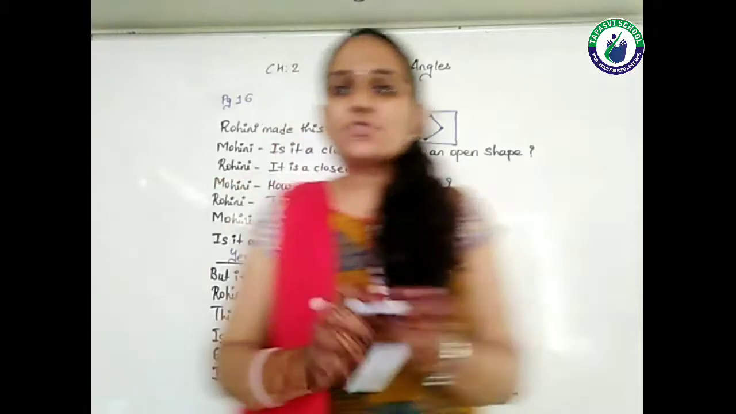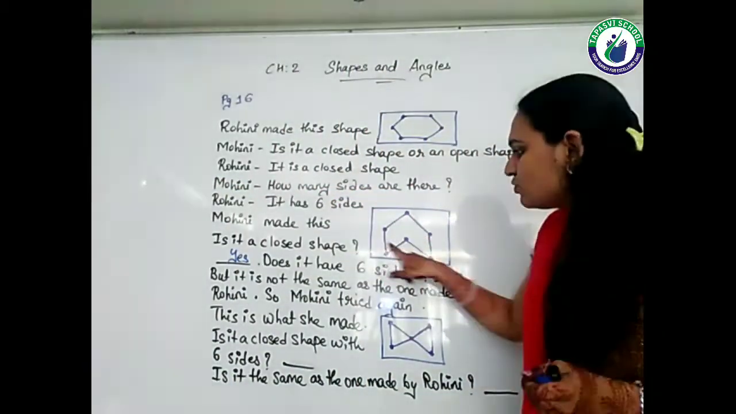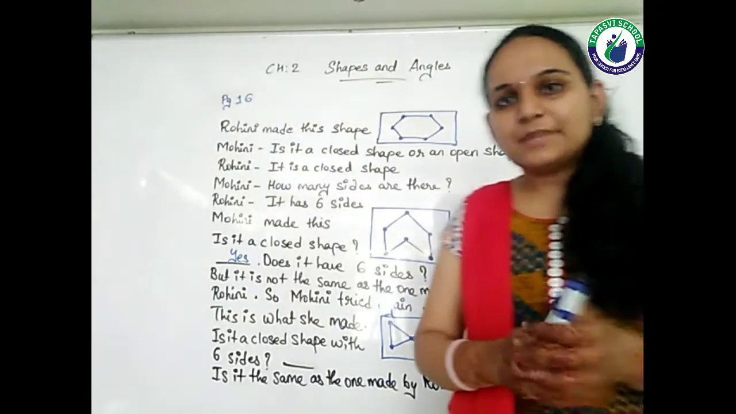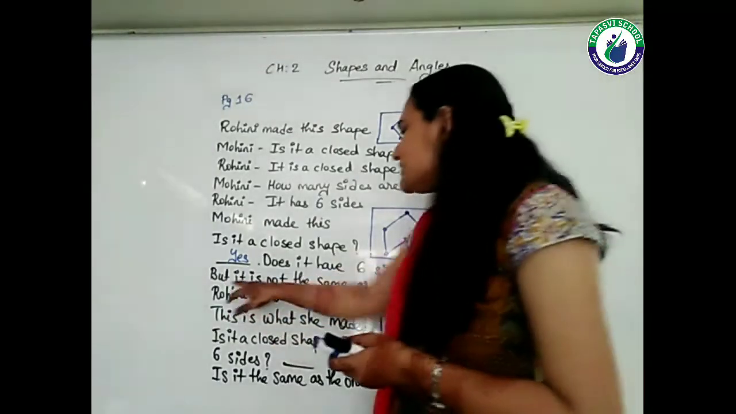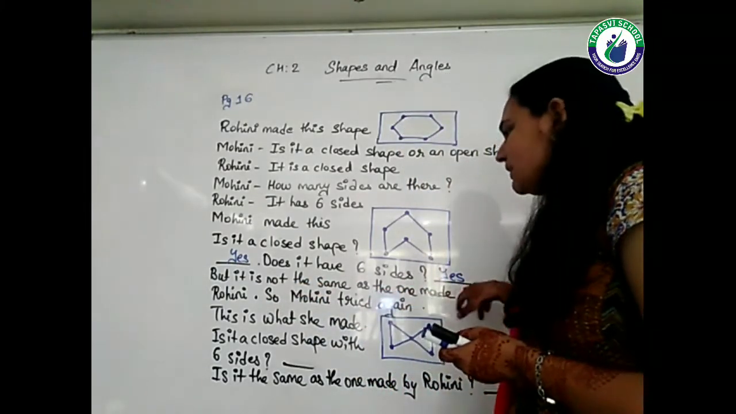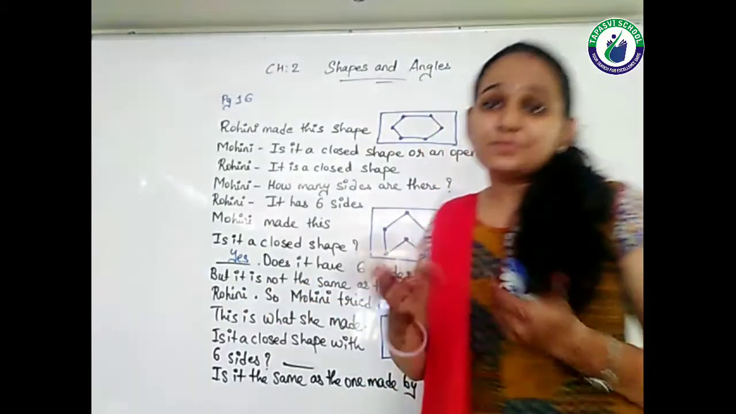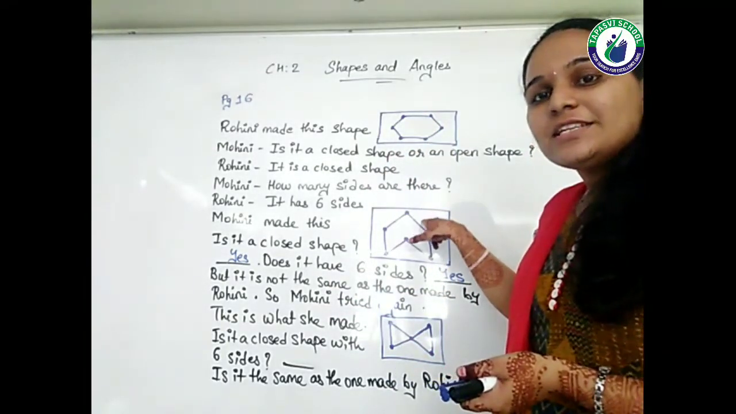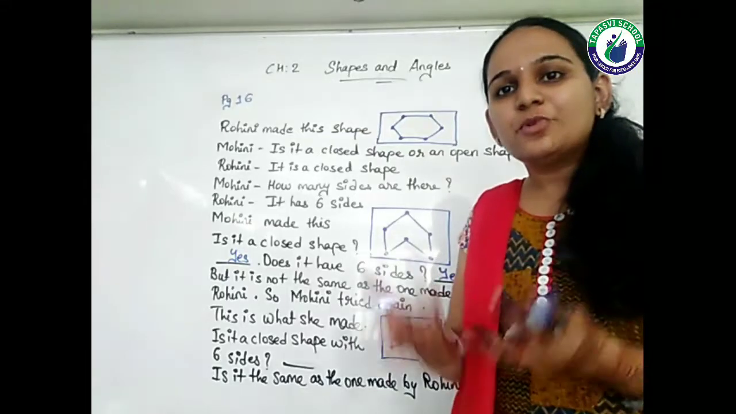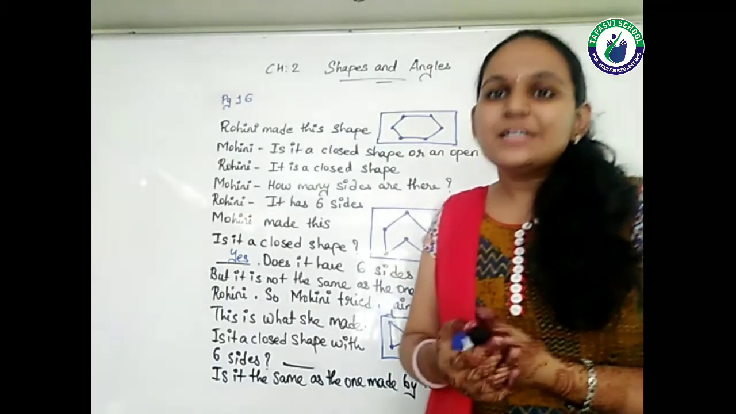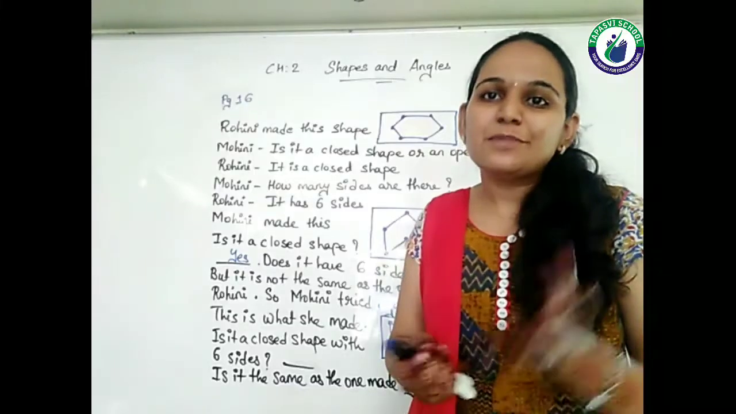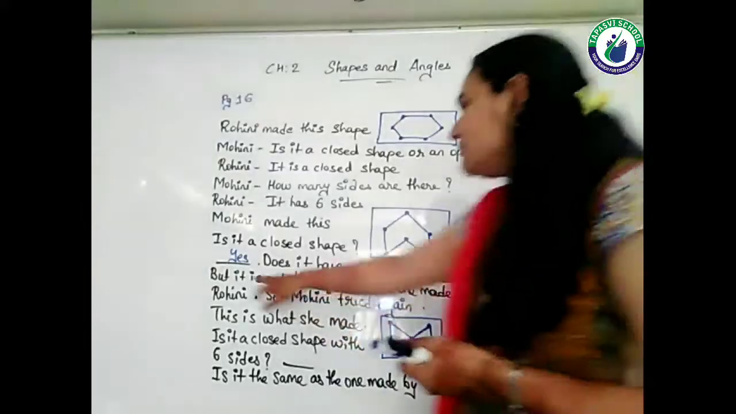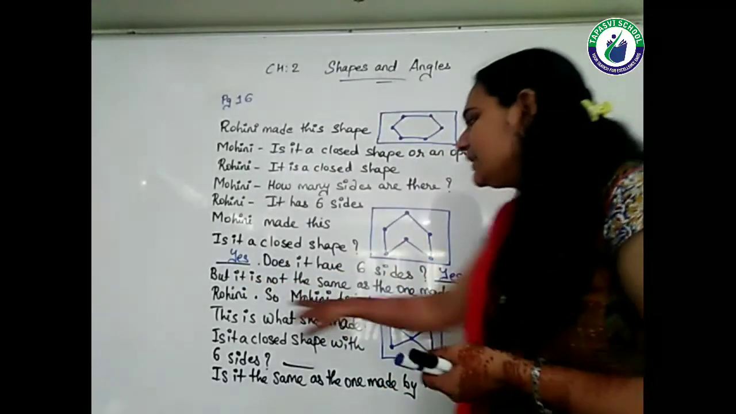Why does it have 6 sides, students? See, 1, 2, 3, 4, 5 and 6. So total 6 sides are there. Next one is, but it is not the same as the one made by Rohini. Obviously, Rohini has made this shape, Mohini has made this shape. Whatever Mohini is making, the shape is not the same. Even if you try to copy someone, obviously you will not get exactly what the person has made. So it is not the same as the one made by Rohini.